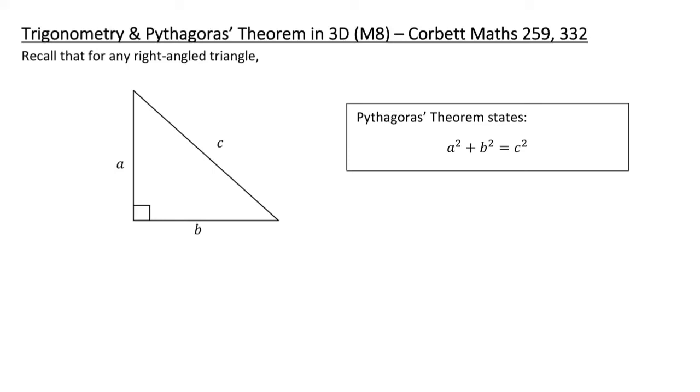In this video we're going to look at trigonometry and Pythagoras' theorem in 3 dimensions. Now if we think back first of all to Pythagoras' theorem in 2 dimensions, we know that a squared plus b squared equals c squared, where c is the hypotenuse, which is the side opposite the right angle. C is also going to be larger than a and b.